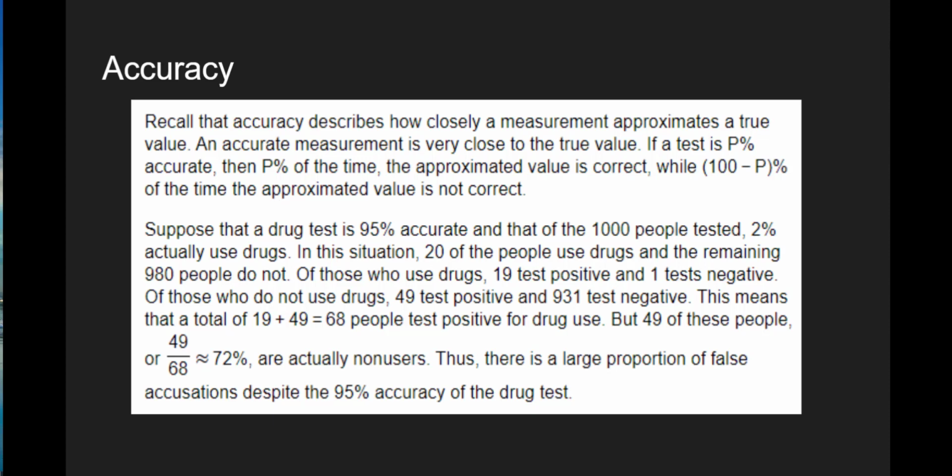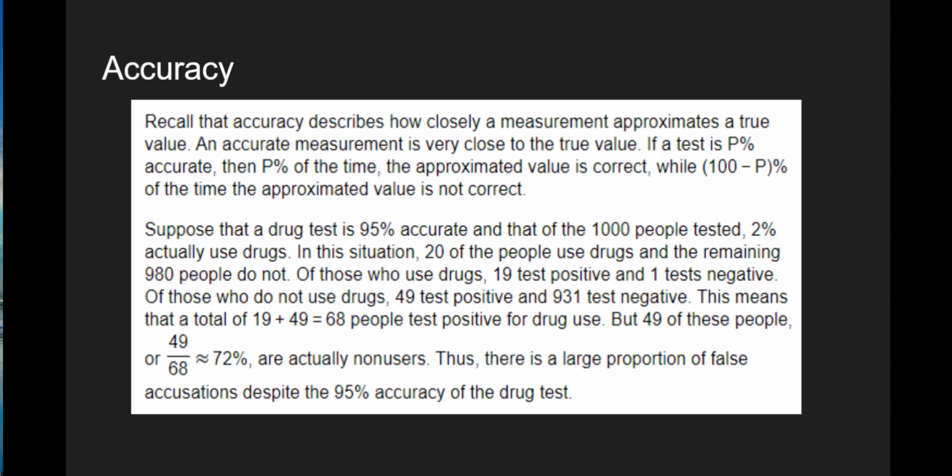Recall that accuracy describes how closely a measurement approximates a true value. An accurate measurement is very close to the true value. If a test is p% accurate, then p% of the time the approximated value is correct, while 100 minus p% of the time the approximated value is incorrect. Suppose that a drug test is 95% accurate.